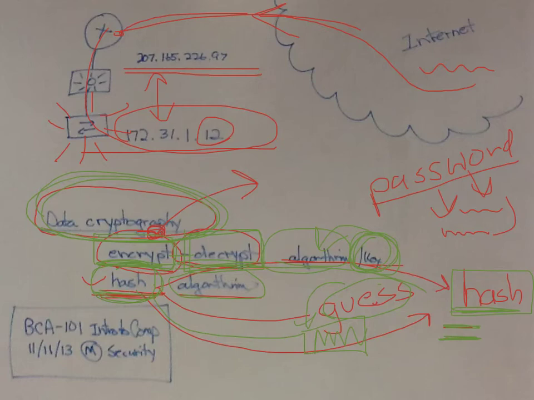Passwords are hashed. When you create a password, it creates a hash. When you enter a password the next time, it gets hashed, and then the two hashes are compared, and if they match, you're allowed in. All right.